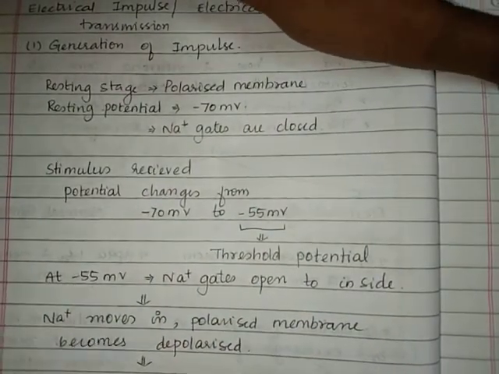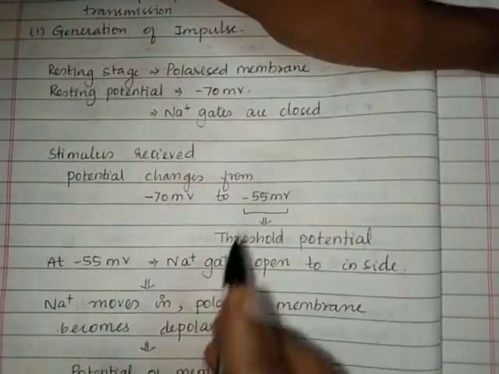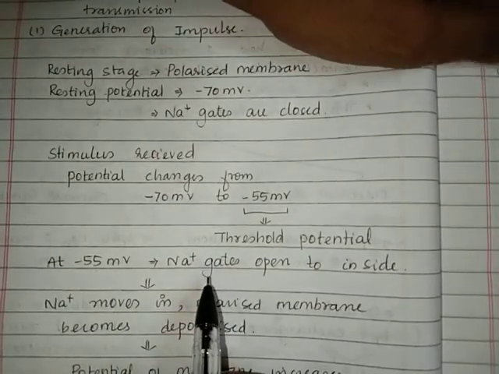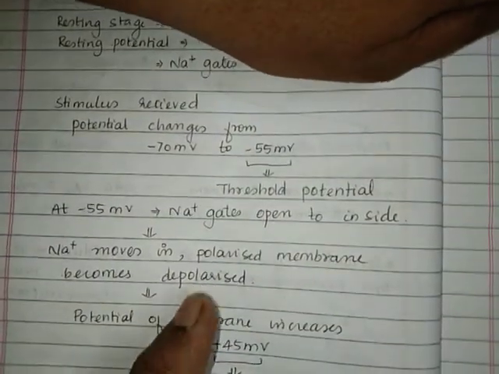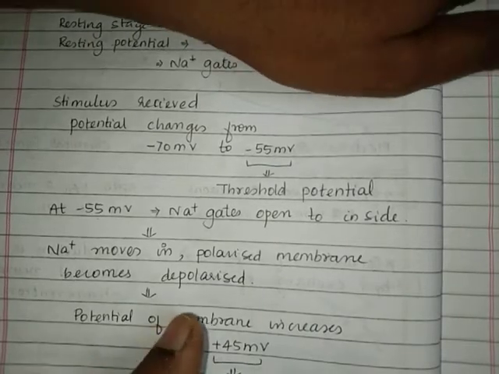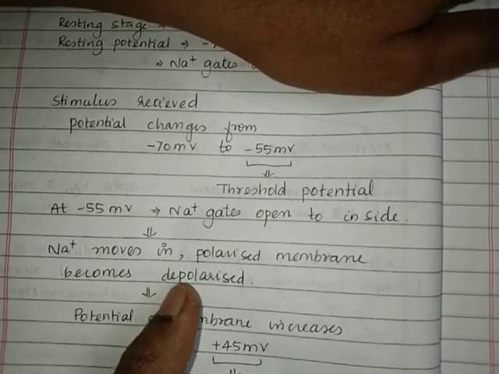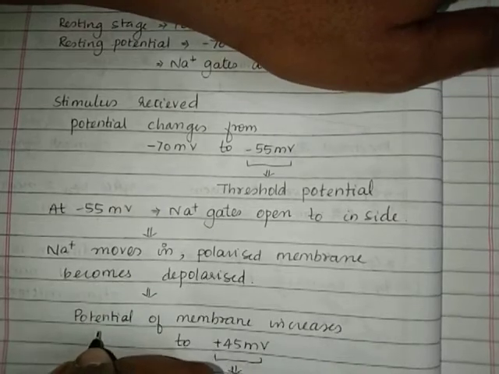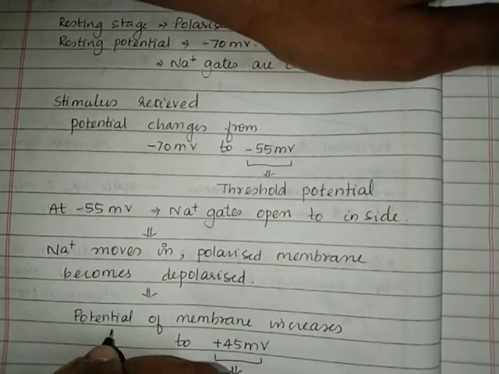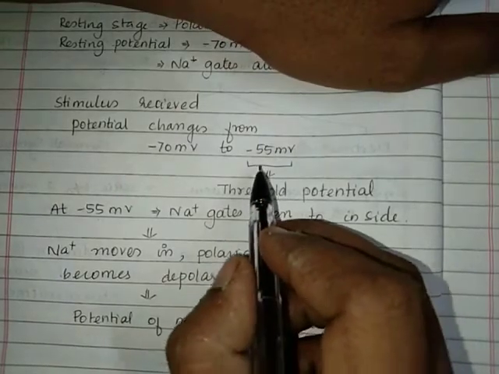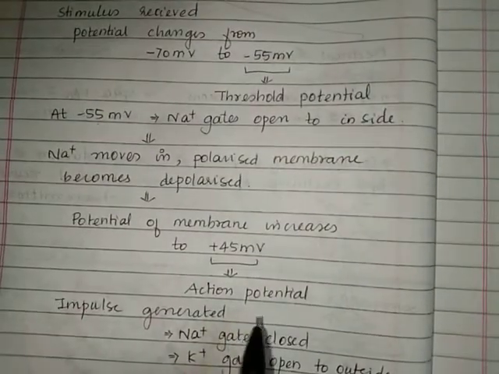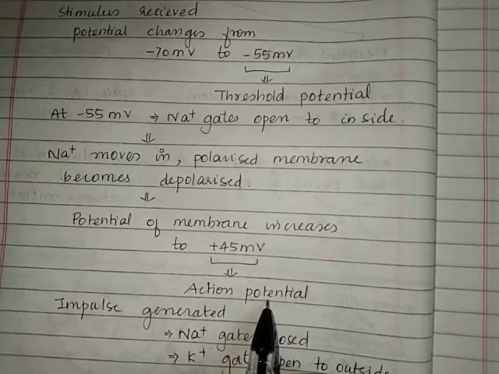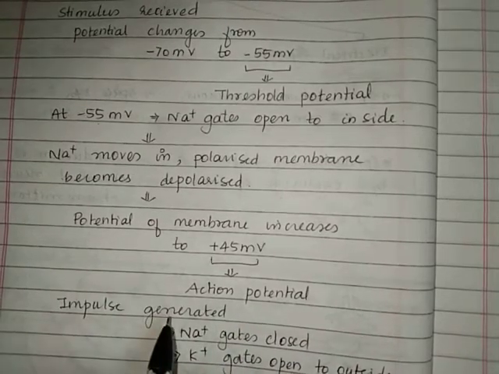Now what happens at the threshold potential? At the threshold potential, the sodium gates are going to open. When the sodium gates open, the polarized membrane depolarizes. Once the membrane is getting depolarized, the potential increases again, from minus 55 milliwatts to plus 45 milliwatts. This plus 45 milliwatts is called the action potential. So once the action potential is reached, it means that the impulse is generated.